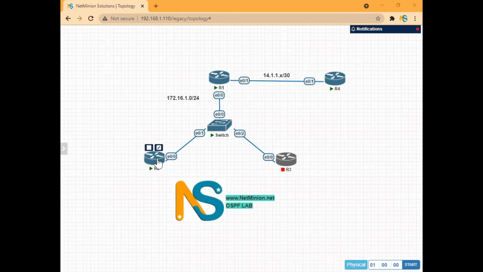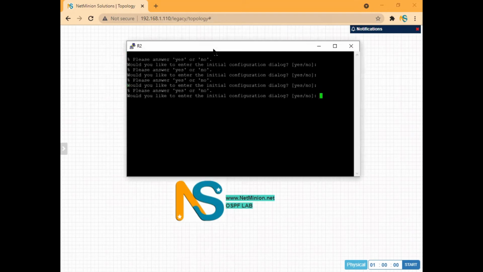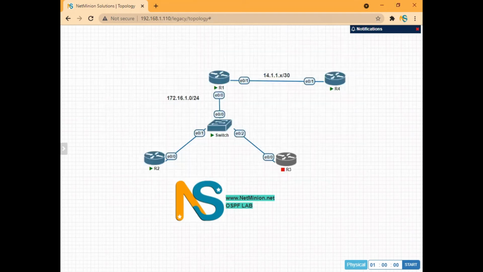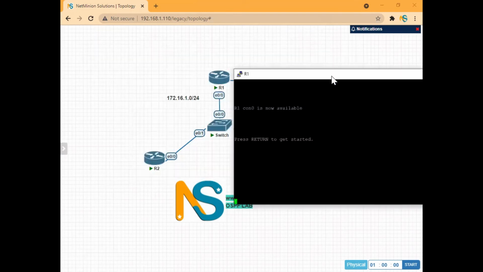Okay, let me boot up R2 also and give the IP address. Meanwhile, for R1, let me give the IP address for this Ethernet 0/0.